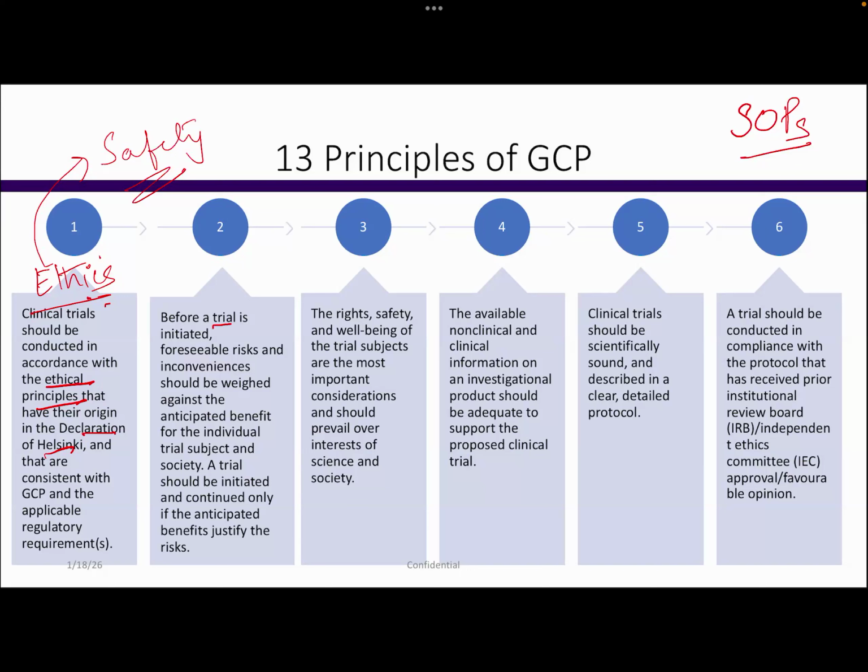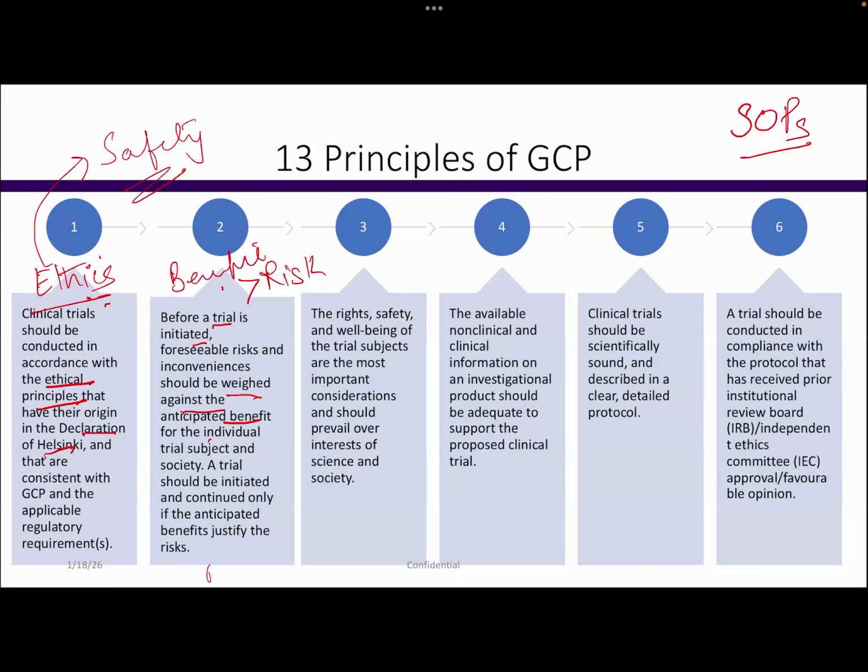Before you start a trial, the second principle should be benefit. It should be more than risk. Before your trial, you should analyze carefully: is it in favor of individuals? Is this trial going to help society in a larger way? So how will you come to know about this? Your animal studies, your literature, your other studies, medical experts, they can also advise you.